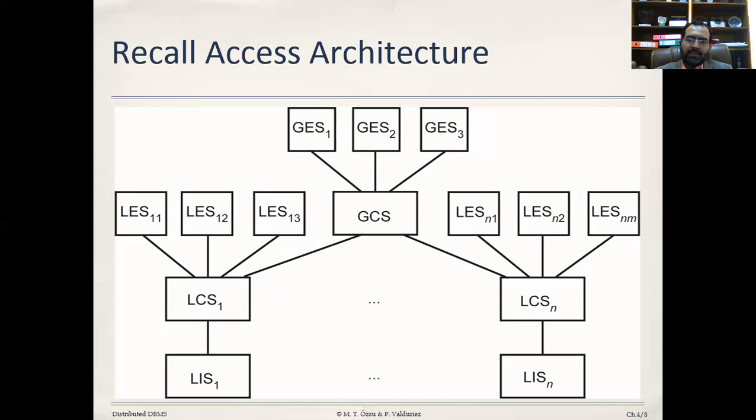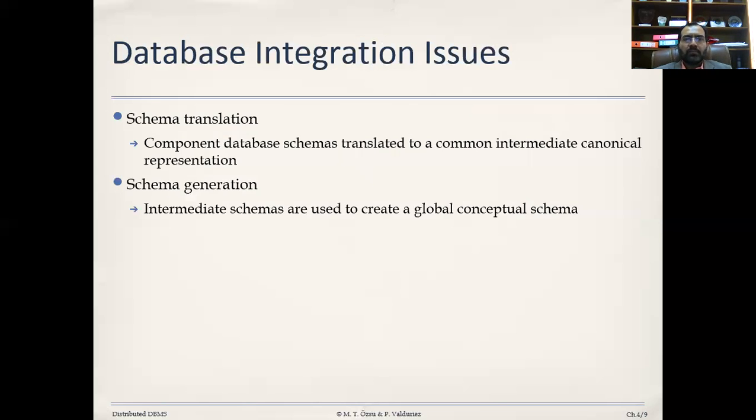So you might have the definition of the global external schema, which is based on the GCS. And this is just the recall of the access architecture. So in the database integration issues, the first thing is the schema translation. We just talked about it in the diagram.